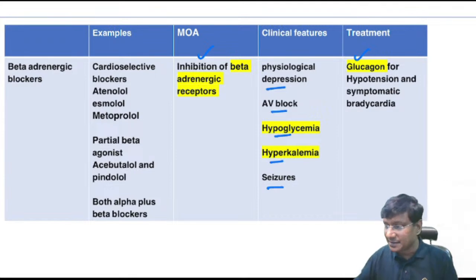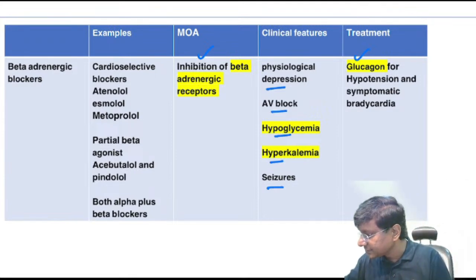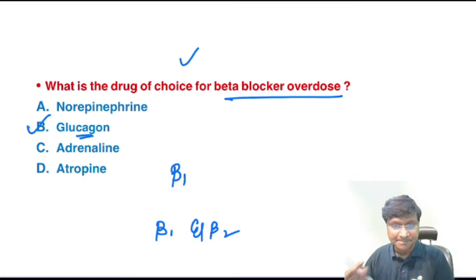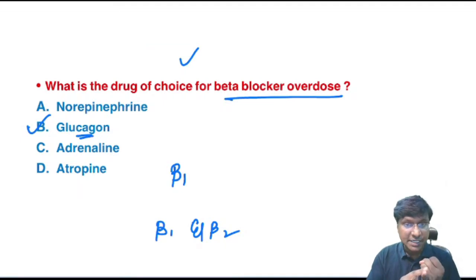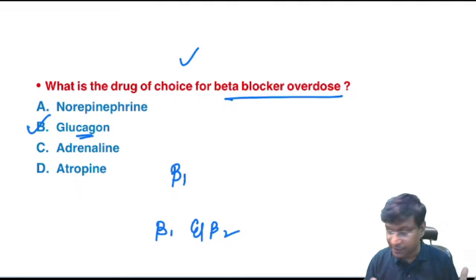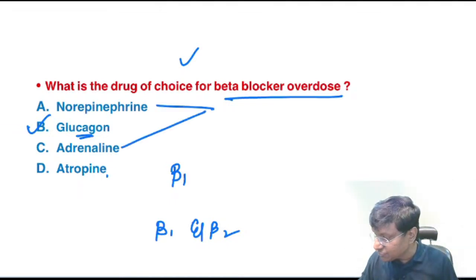Then what about the other drugs, the options given to you: norepinephrine, atropine, adrenaline? Drugs like atropine, dopamine, dobutamine, norepinephrine, and epinephrine may sometimes be effective, but they are used only as adjunctive drugs.